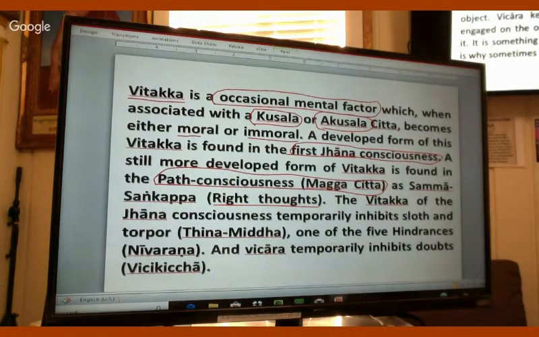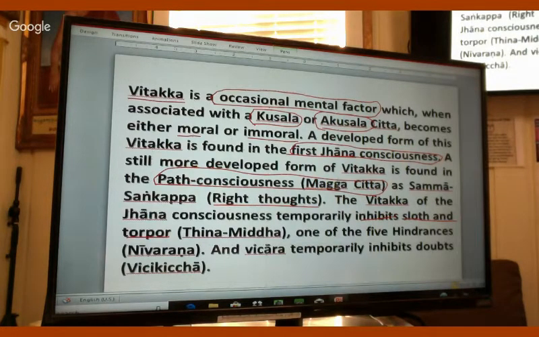The Vitaka of the jhana consciousness temporarily inhibits sloth and torpor, thina and middha. So if you practice meditation and you have a lot of sloth and torpor, Vitaka goes away. If you have a very powerful Vitaka, sloth and torpor go away, so you cannot sleep. Otherwise you are under the control of sloth and torpor, isn't it? Thina-middha, sloth and torpor, is one of the five hindrances.